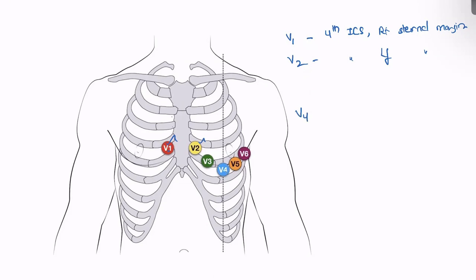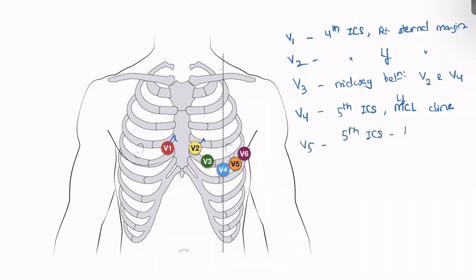V4 is the mid-clavicular line, fifth intercostal space. It is one space below. So fifth intercostal space, left mid-clavicular line. V3 is midway between V2 and V4. For V5, it is the fifth intercostal space, left anterior axillary line. And V6 is the fifth intercostal space, left mid axillary line.